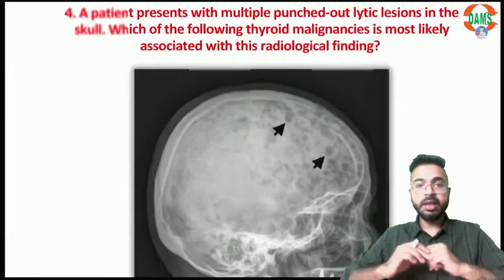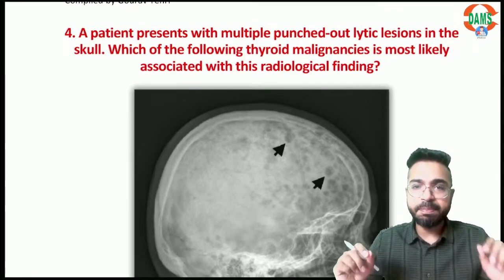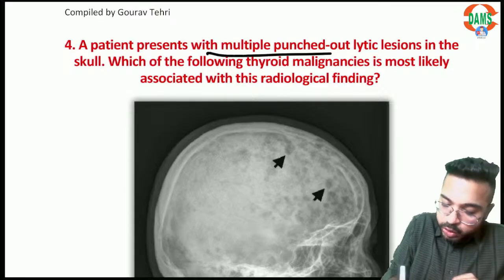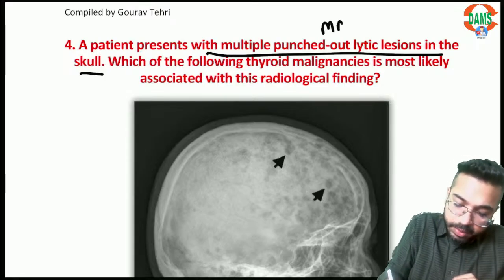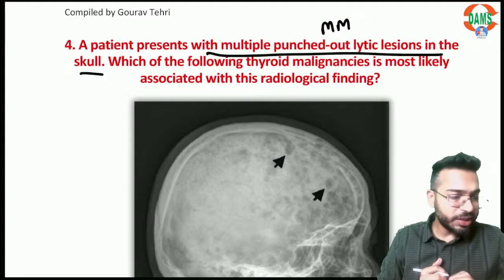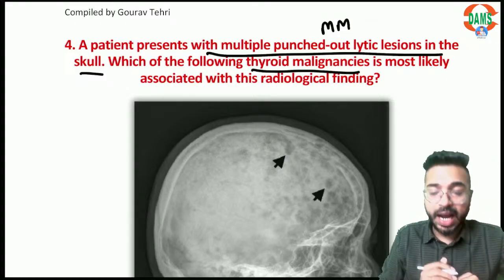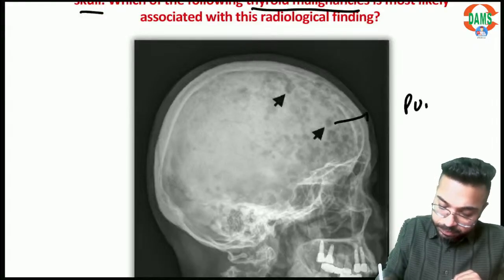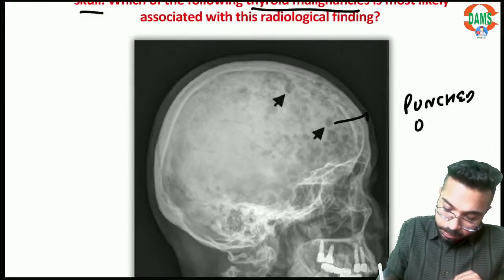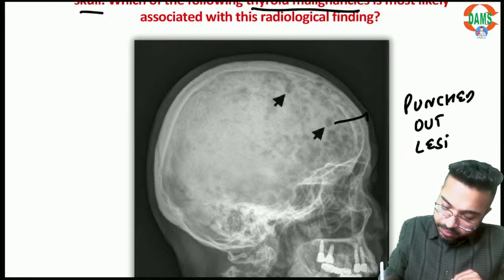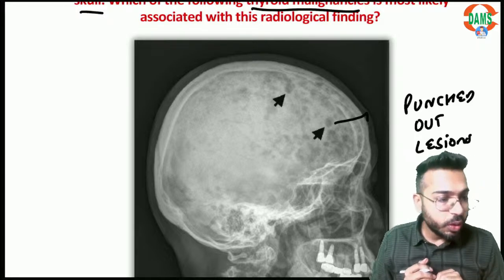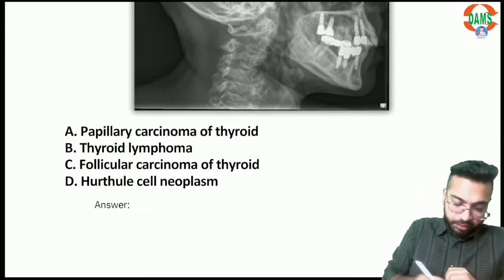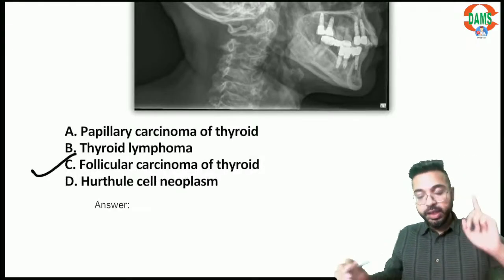Chalo, next question. A patient presented with multiple punched out lesions in the skull. Looking at the clinical history, yes, you might have thought that he is thinking about multiple myeloma. But the next question, they surprise you. Which of the following thyroid malignancy will do that? And this was the image. These are punched out lesions. Mir sir would have nicely discussed this. So which thyroid malignancy would this go as? Answer will be follicular carcinoma. We know this.